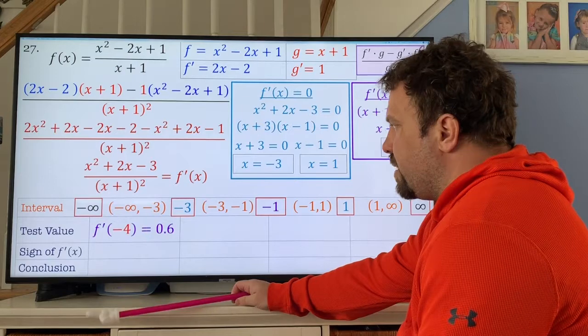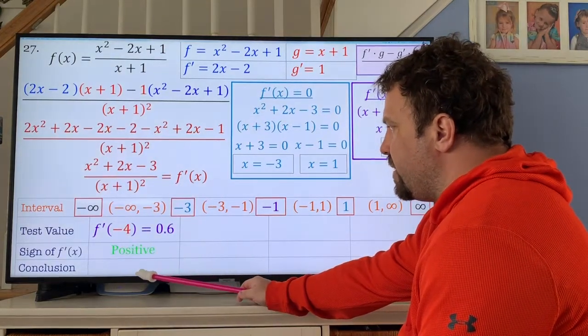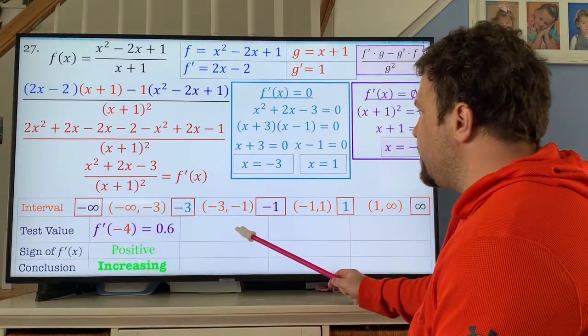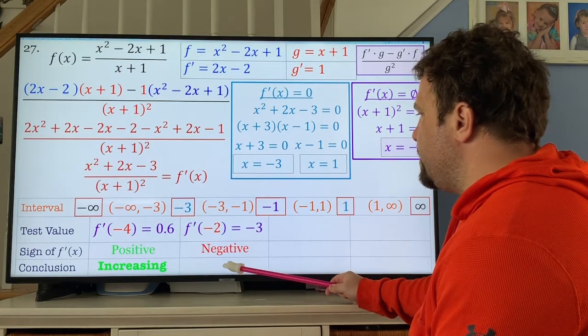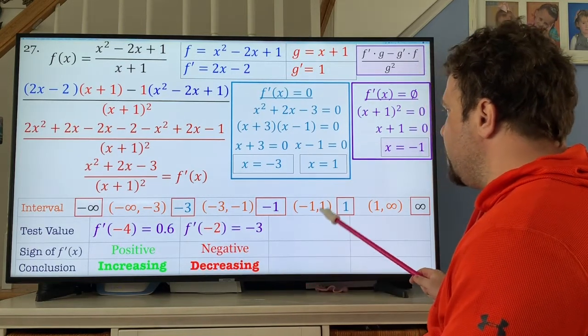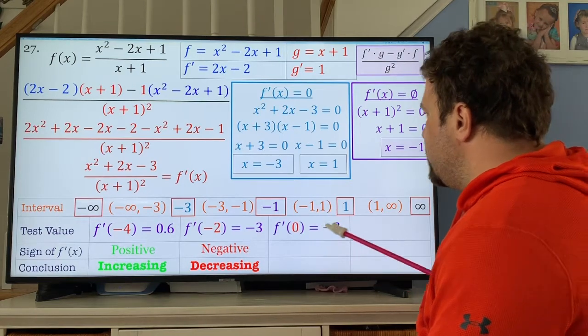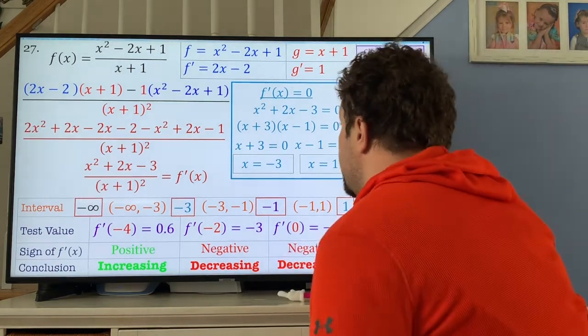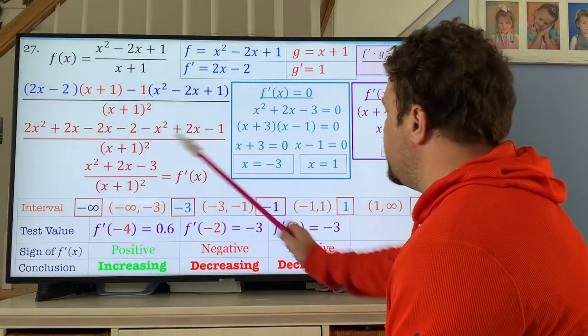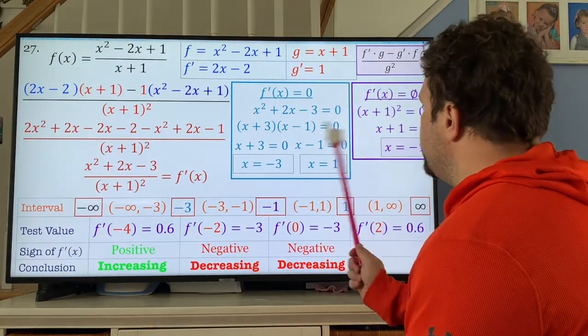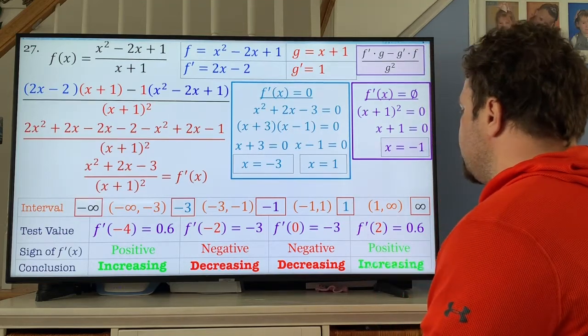Test value, negative 4. Positive, increasing. Test value here, negative 2. Negative and decreasing. Test value here, 0. Negative and decreasing once again. Ooh, interesting. Because you got a negative 3 over 1. All right, 2.6. Positive and increasing.